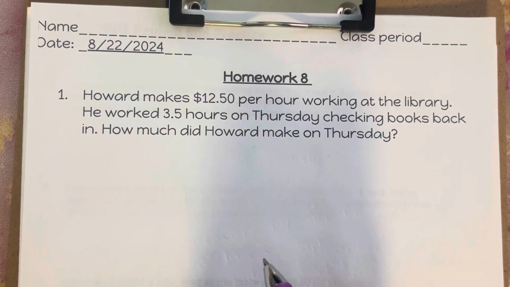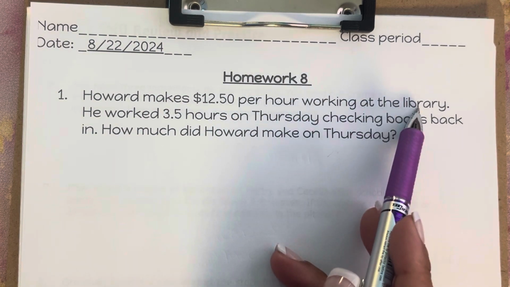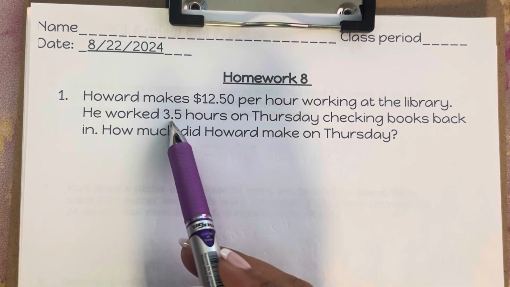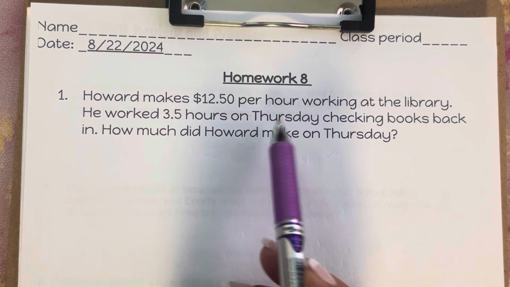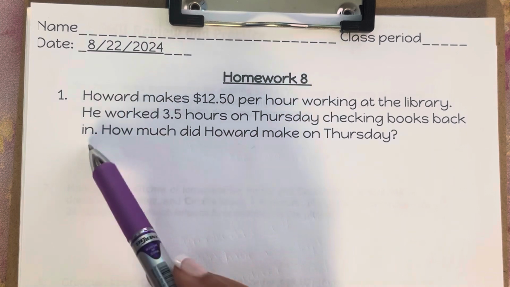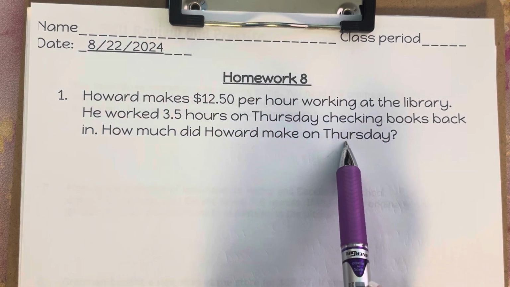All right, homework number 8. It says Howard makes $12.50 per hour working at the library. He worked 3.5 hours on Thursday, checking books back in. How much did Howard make on Thursday?